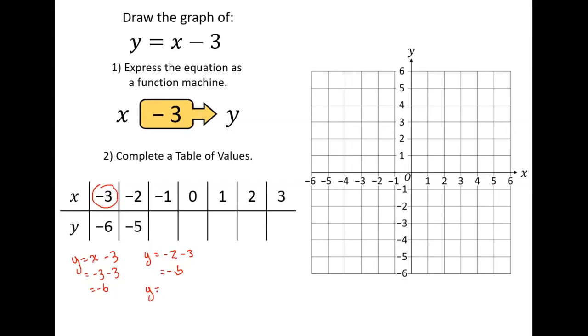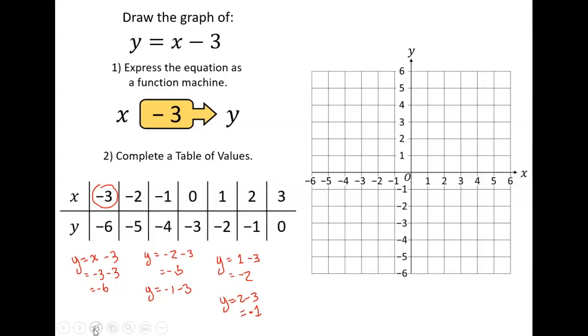Then I can put -1. So I have -1 minus 3. So I get -4. And again, if you're not super great with your signed numbers, you can always use that negative button on your calculator. And then 0 take away 3 is -3. 1 take away 3 is -2. So maybe let's try that one. So for 1, I have a 1 in for x minus 3, and that's going to give me a -2. And then 2 is going to be 2 take away 3. That gives me, oops, a -1. And then for 3, I get 0.